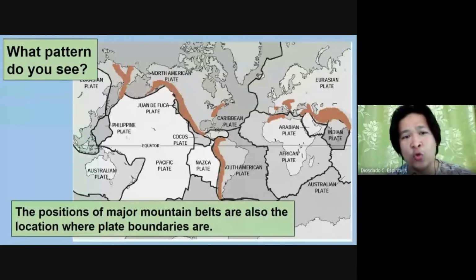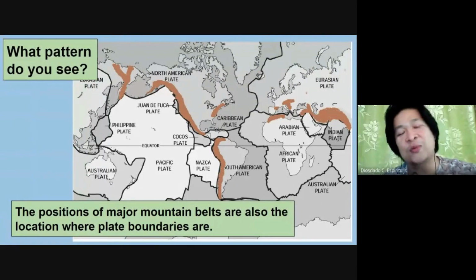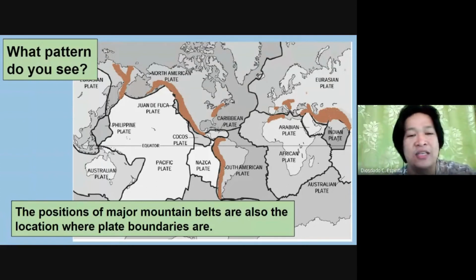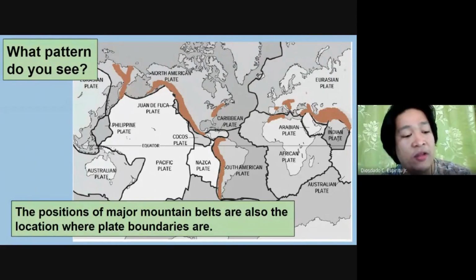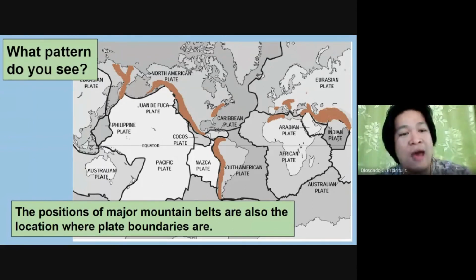Is that all true throughout the world? Do we have any mountains which are not located on plate boundaries? Of course we have. We have mountains which are not located on plate boundaries, but that topic will be discussed later on, maybe in module 9. But generally, all mountains are found where plate boundaries are.